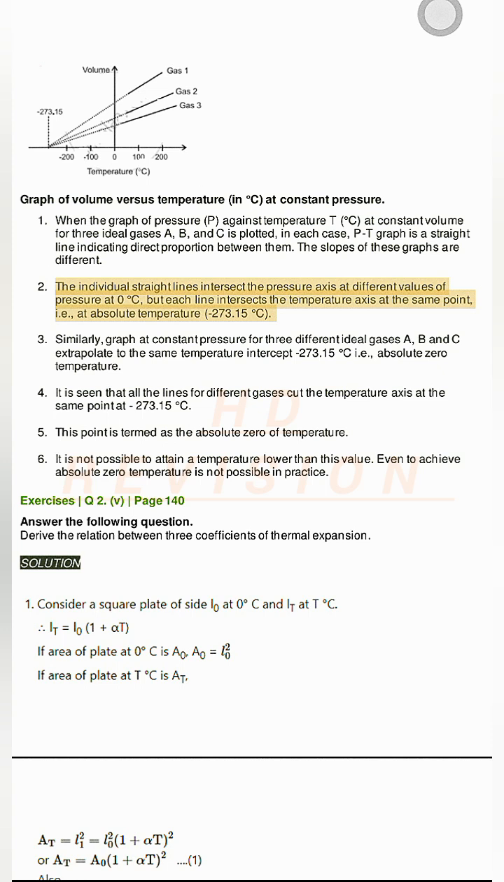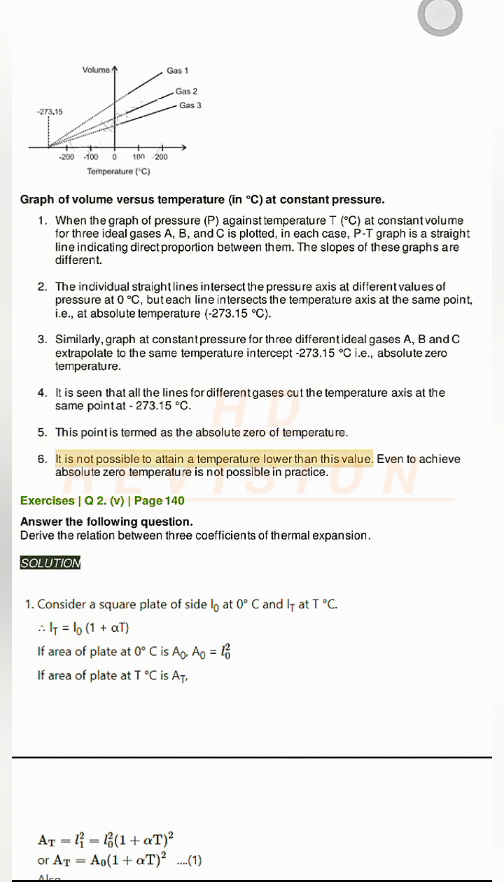273.15 degrees Celsius. 3. Similarly, graphs at constant pressure for three different ideal gases A, B and C extrapolate to the same temperature intercept, minus 273.15 degrees Celsius, i.e., absolute zero temperature. 4. It is seen that all the lines for different gases cut the temperature axis at the same point at minus 273.15 degrees Celsius. 5. This point is termed as the absolute zero of temperature.